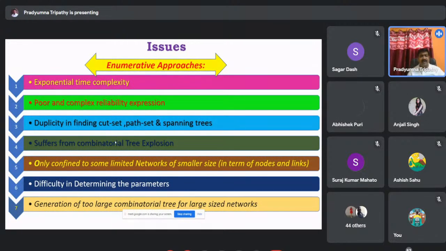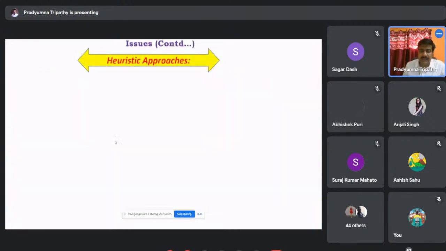This duplicity in finding the chord set, path set, and spanning tree. If you are going for a chord set, path set, or spanning tree based approach, it may result in duplicate chord sets and duplicate path sets. Then you need to remove them. Sometimes it suffers from combinatorial tree explosion, and it is only confined to some limited networks of smaller sizes, and there is difficulty in determining the parameters in the generation of two large combinatorial trees for large size networks.